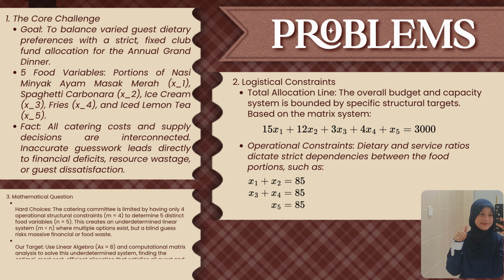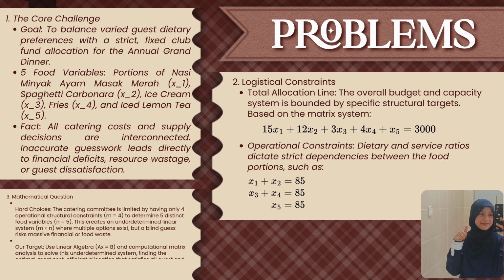Now, let's talk about our problem statement, which has 3 main parts. First, the core challenge. Our main goal is to balance what our guests want to eat while staying inside a strict club budget for the dinner. We have 5 food variables to look at. The big issue here is that all food costs and supplies are linked together. If we just guess the numbers, it will lead directly to losing money, wasting food, or making our guests unhappy.